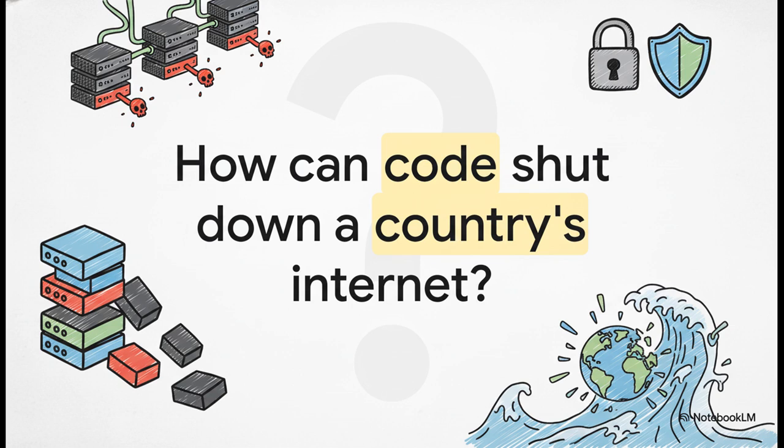I mean, it sounds like something straight out of a movie, right? But it's a historical fact. A tiny, almost invisible error in code literally has the power to bring modern society to a screeching halt. So the question is, how is that even possible?